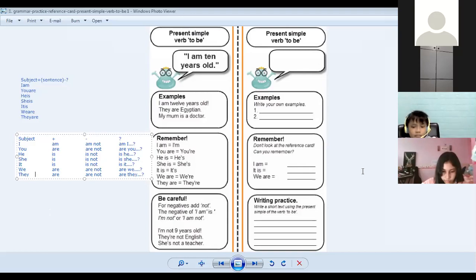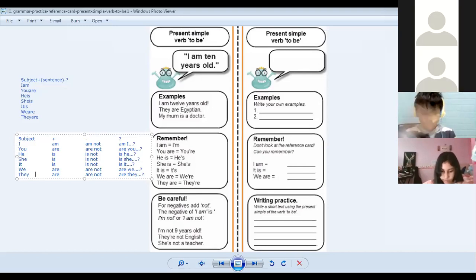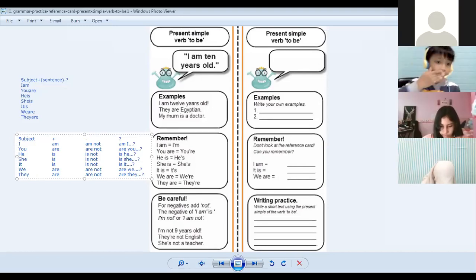Okay, Ganesha, the subject is she. Negative or what? Your girlfriend? Is she a girlfriend? Okay. And then Joa, the subject is they. The sentence is up to you. They are not watching. That's brilliant.